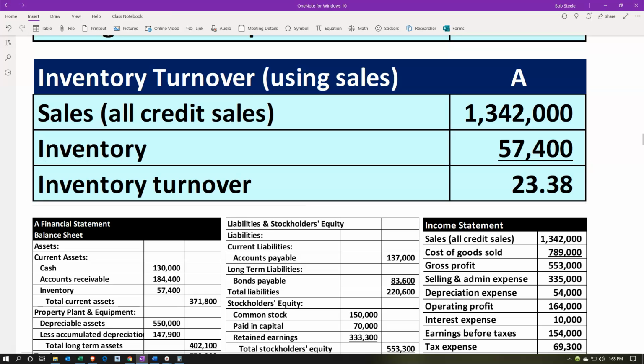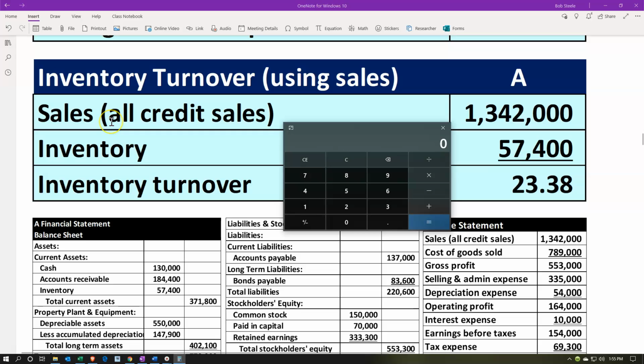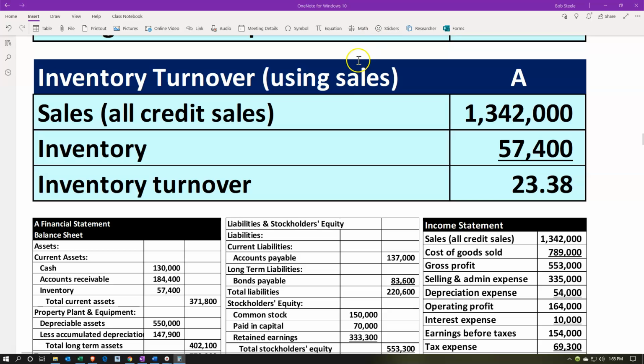So if we do this calculation, then we're going to say that we have the 1342000 divided by 57.4. So we have 23.38 about. This is something, once again, that we would like to be higher because this is basically showing how many times we're overturning the inventory. We would like to turn over the inventory faster. The faster we can turn over the inventory, the more revenue we're going to be basically generating. So if you think about it, obviously sales, we want sales to be increasing, and we want the inventory to be turning over as fast as possible. So we don't want the inventory to be sitting basically on the books.